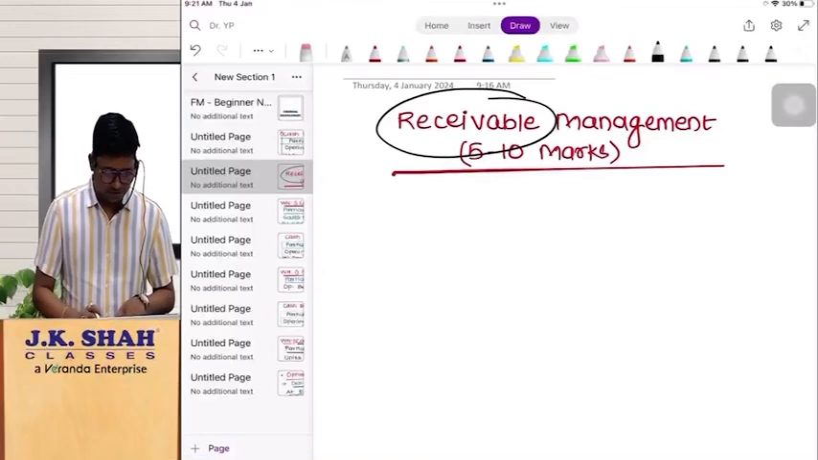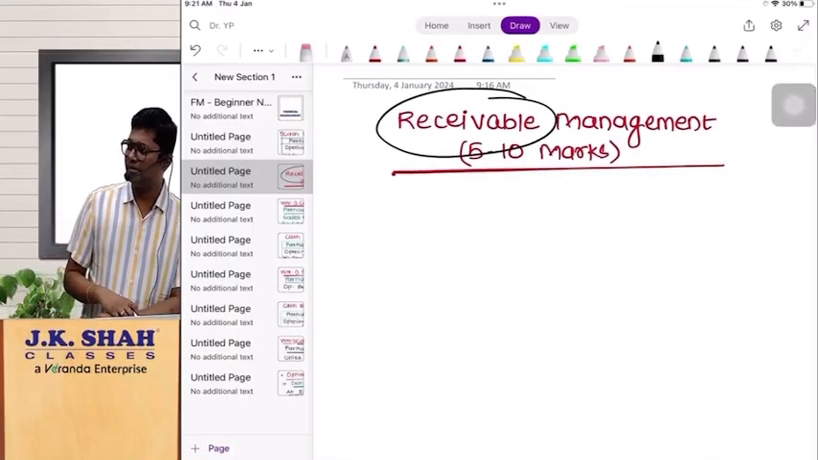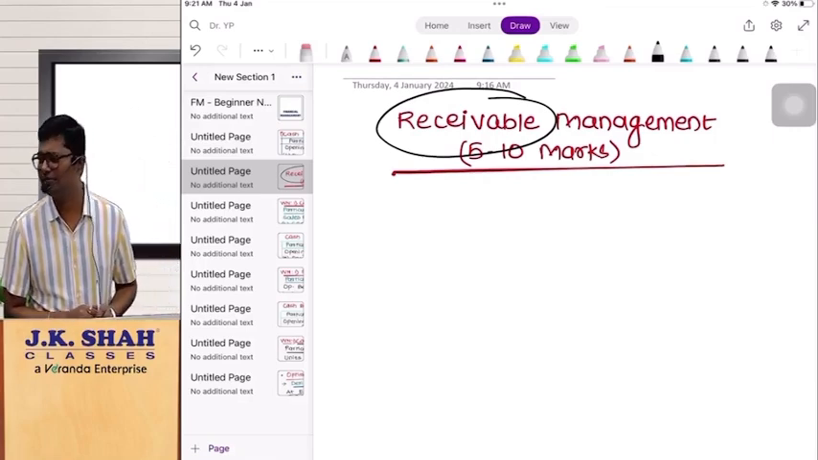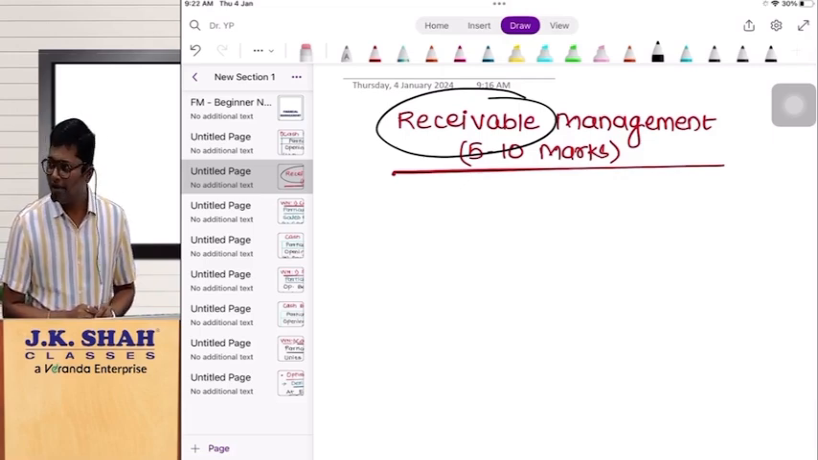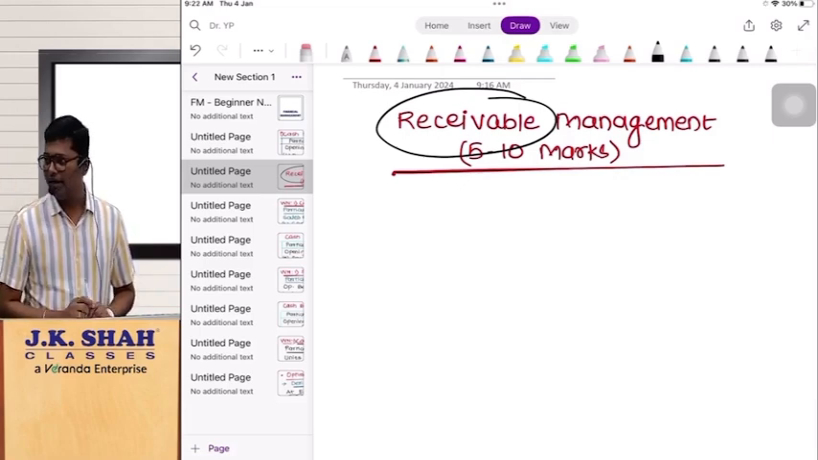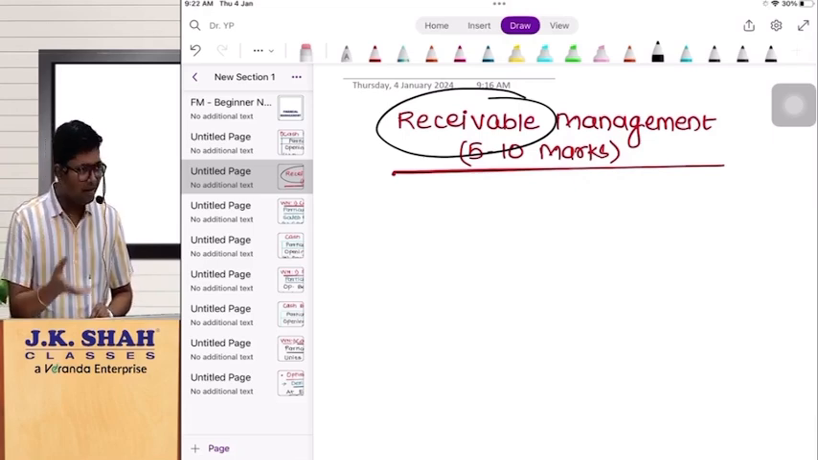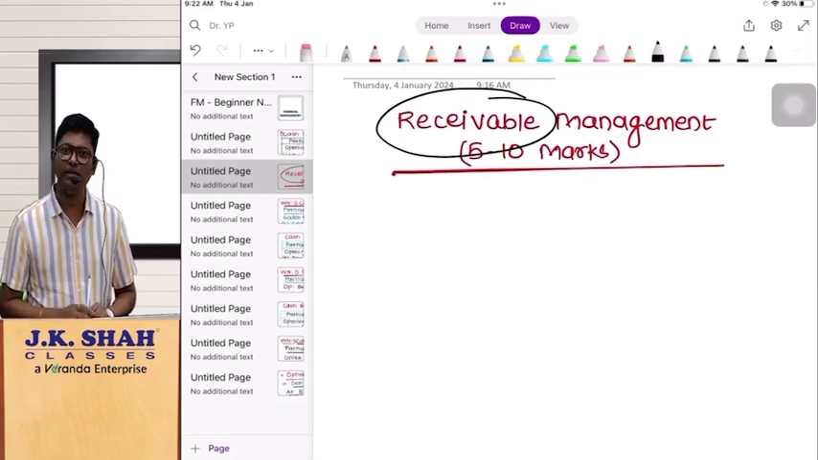The last topic of your financial management is receivable management, which carries weightage of 5 to 10 marks. Whenever we talk about receivables, if you remember your balance sheet, there you give a separate heading, and that heading is trade receivable and trade payable. Trade receivable means after performing trading activity. Here trading activity is not stock trading. Here trading activity is goods trading activity.